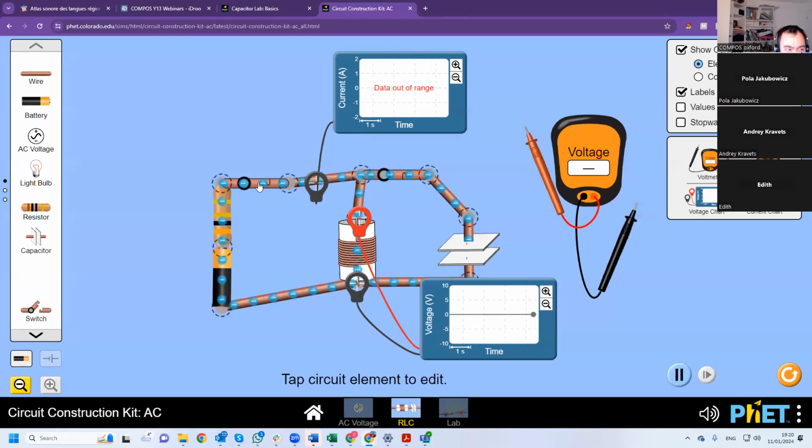Now I disconnect the battery. And suddenly the voltage is 25 versus 24. How can we get such a high voltage from a 9-volt battery?